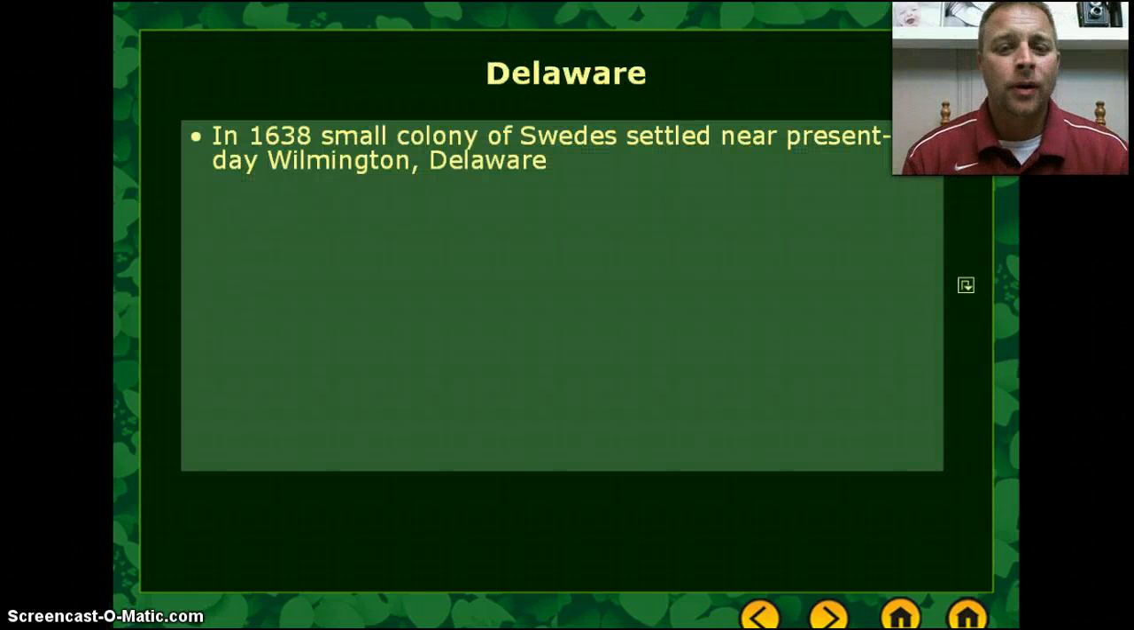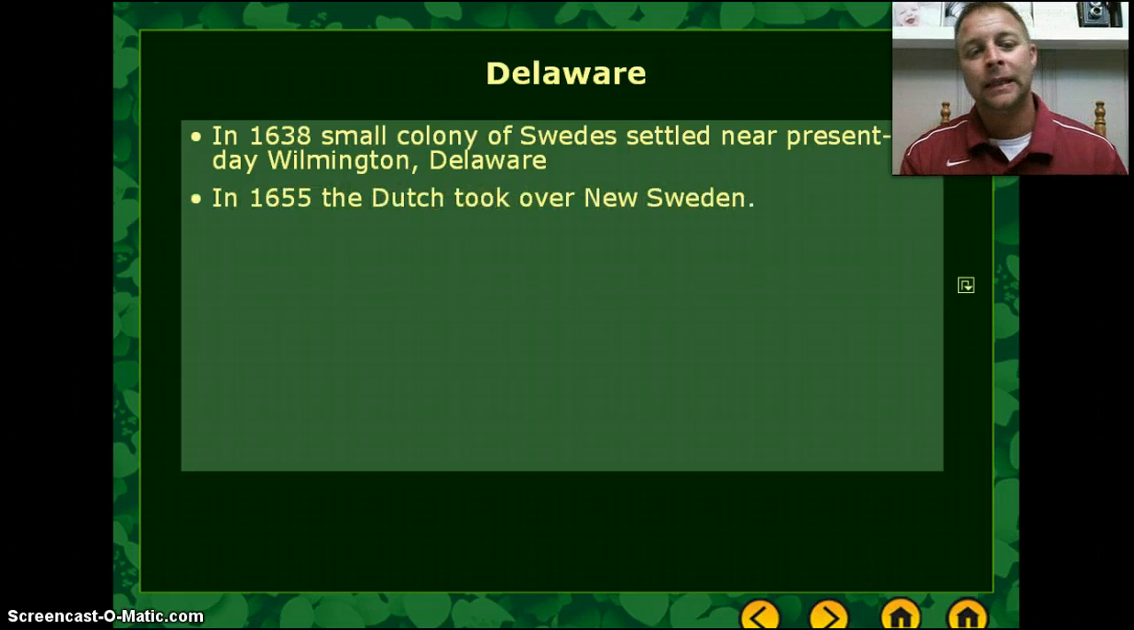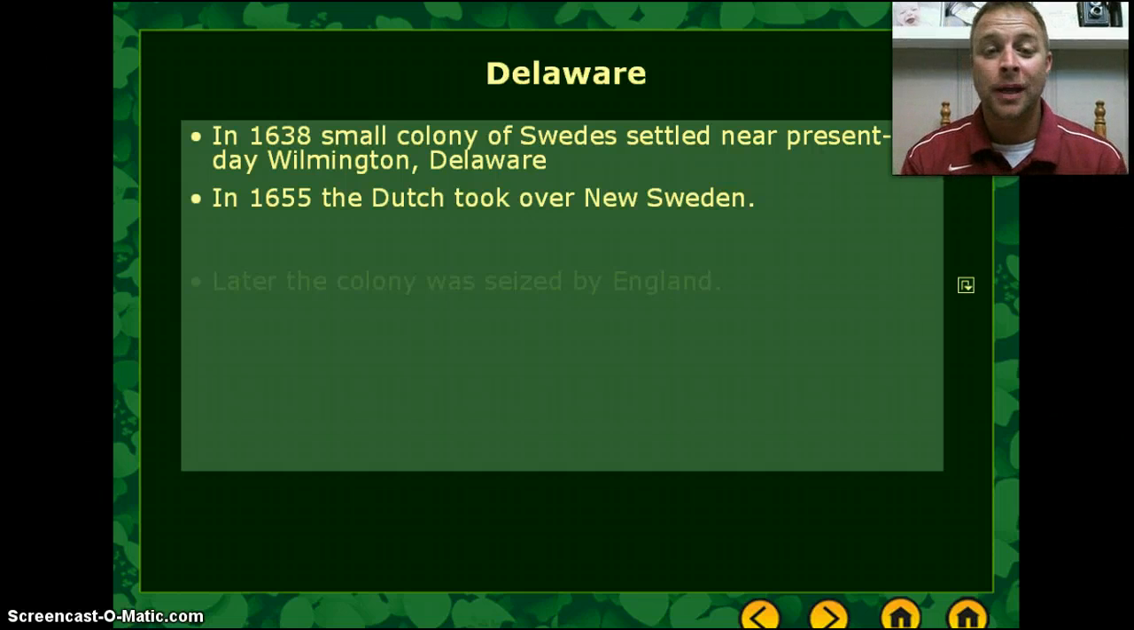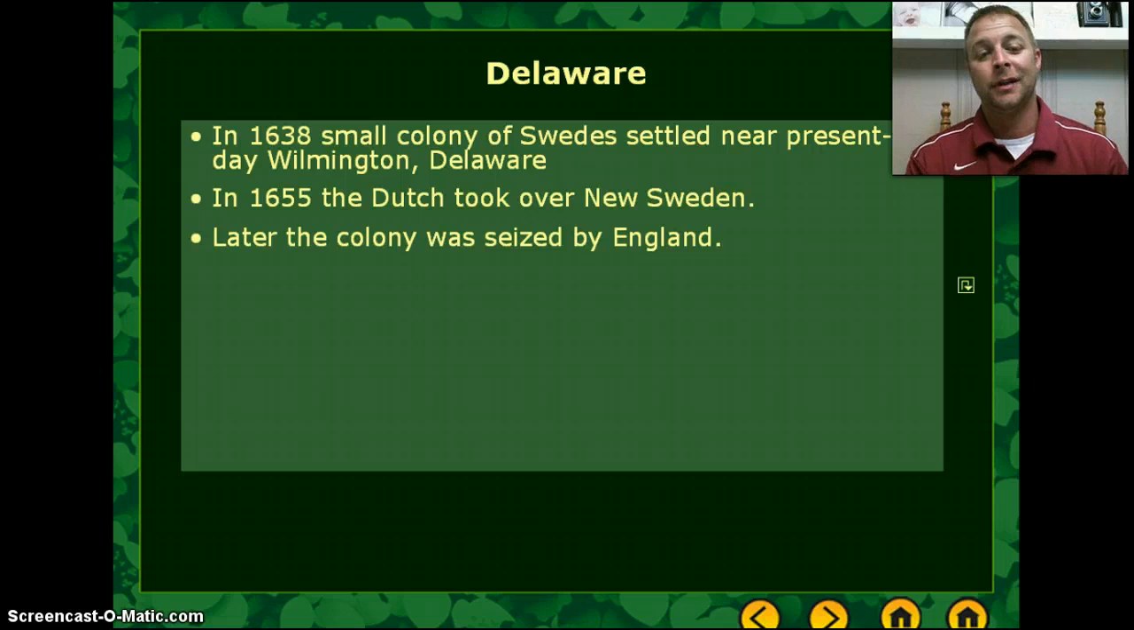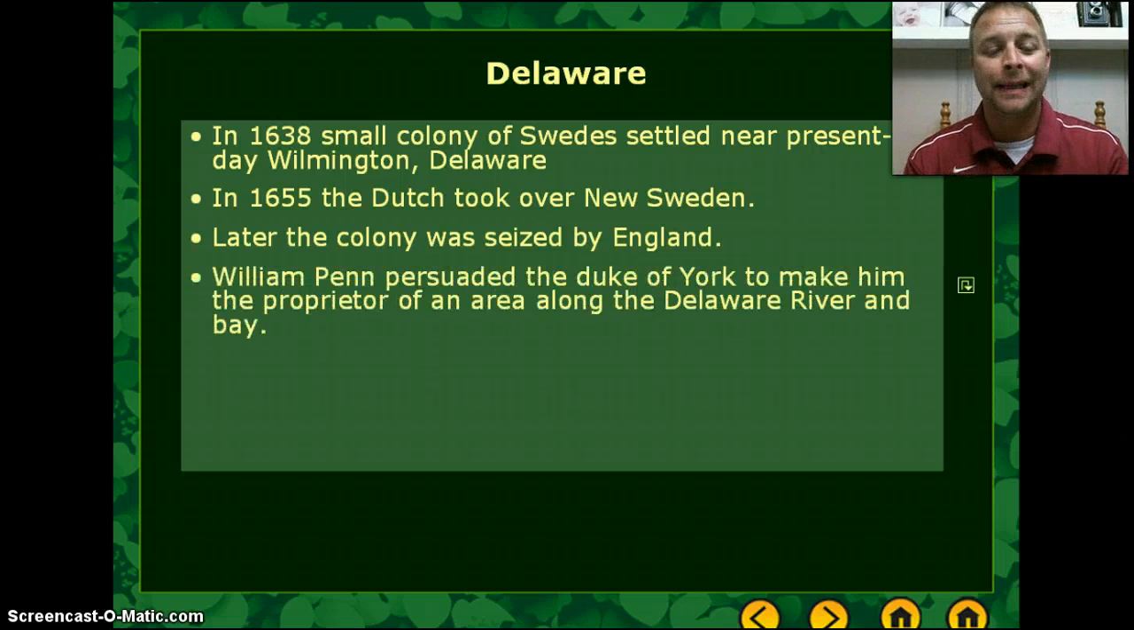Like New York, Delaware begins in the hands of one person, and England winds up taking it. It was originally settled by people from Sweden. So the Swedes settled near Wilmington, Delaware. A few years later, the Dutch take over and call it the colony that had been called New Sweden, and of course later the colony is seized by England.